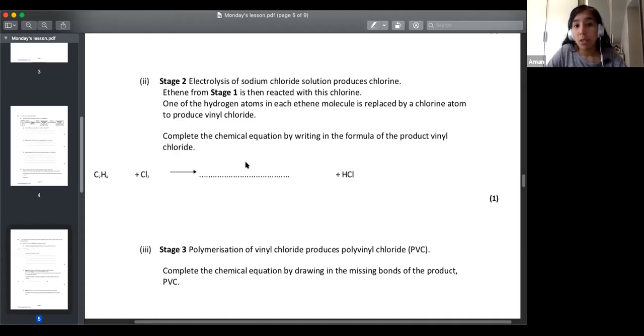So the way I would do this is to have a look at what's already been removed. So 1 chlorine has been removed. So we know 1 chlorine is going to be in the product and 1 hydrogen has been removed. So what is the other product then? What are we left with? That's how I would do that question.